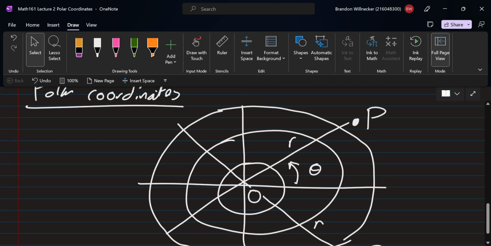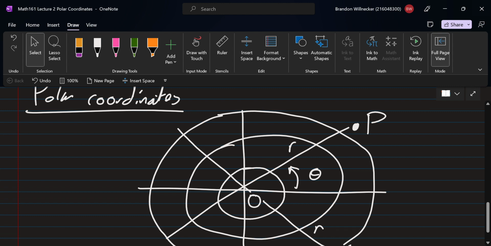Okay. So you can imagine this as concentric circles. Each circle corresponds to a different radius value, or a different distance to the origin. So this first circle might have a radius of 1, the second circle a radius of 2, the third one a radius of 3. We see that point P is just a bit more than 3 away from the origin.